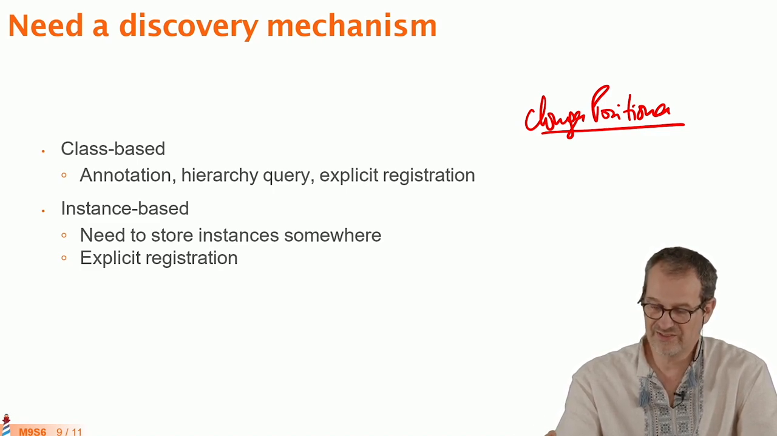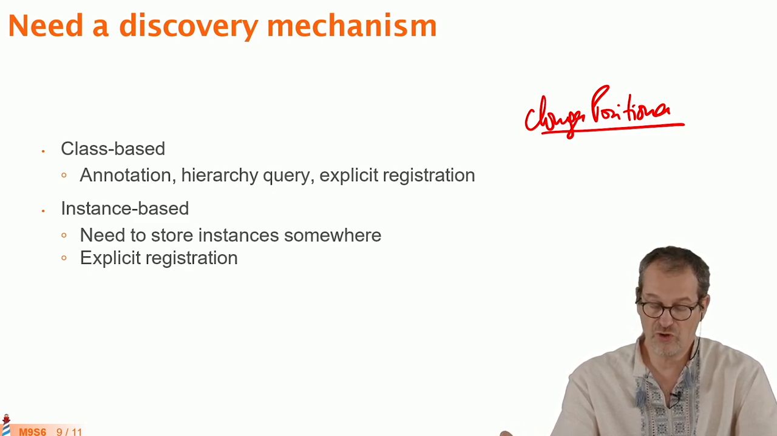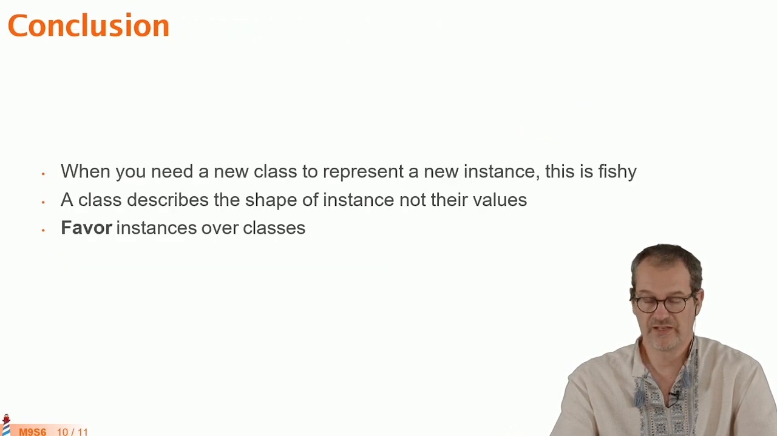Now, if we use instances, it means that we can have multiple instances with different states. And in that case, we should explicitly register. So maybe we can have at the class level some annotation, or something that will have a dictionary to store them with an ID or something like that. But this is much better in any case.